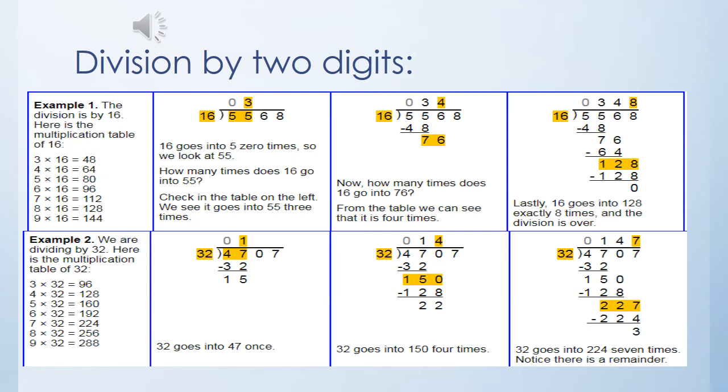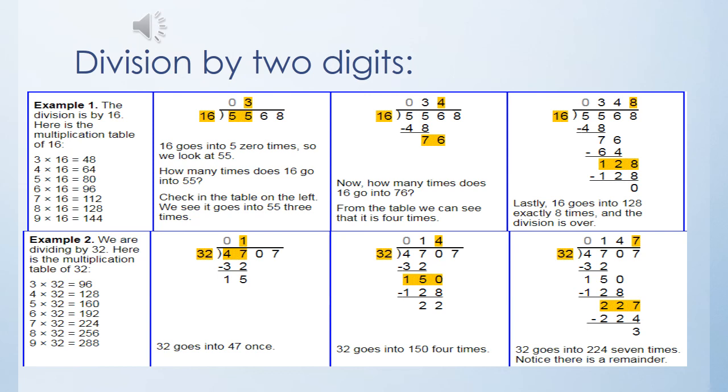15 is smaller, 32 is greater. So you cannot divide it. Write down the next third digit, that is 0. It becomes 150. Now in the table of 32, 4 times. 32 multiplied by 4, answer is 128. Now subtraction. 150 minus 128, answer is 22.